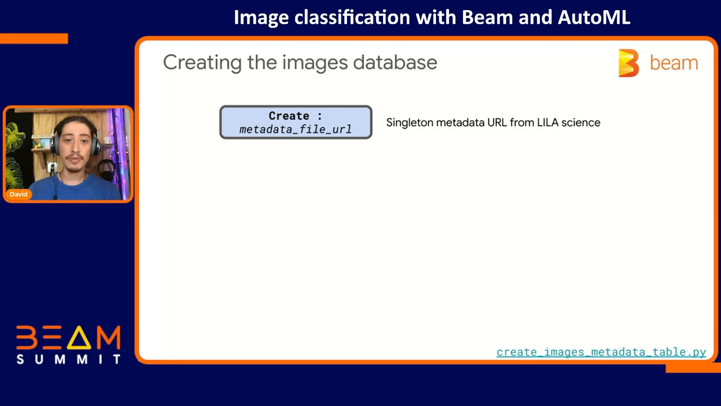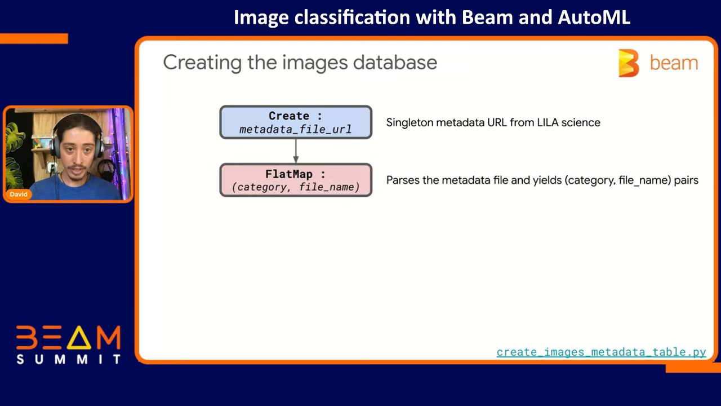So the first thing is we're using a Create to just specify the URL for the metadata file. And then with a FlatMap, that function basically just downloads the JSON file, parses it, and then creates pairs with the category and image file name, and then it just yields those pairs.